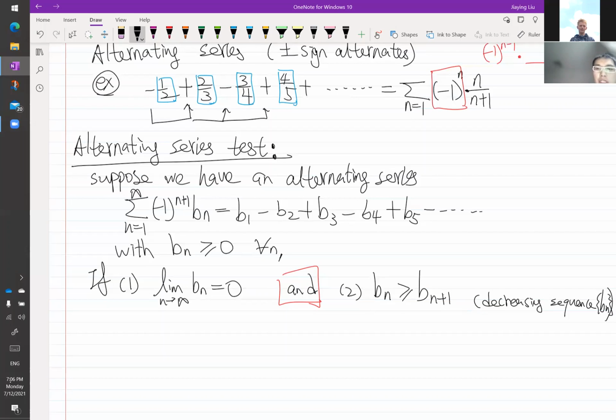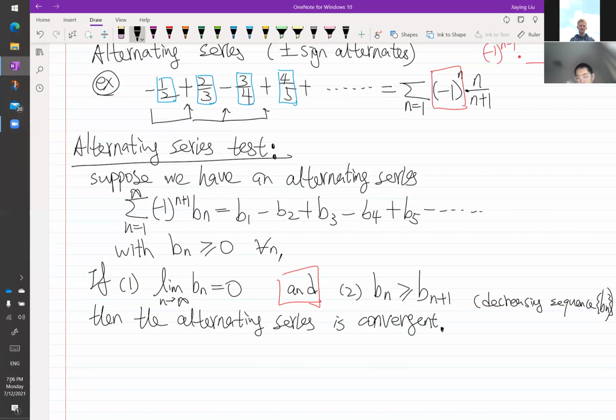If both are true, then the alternating series is convergent. That's what this test says.